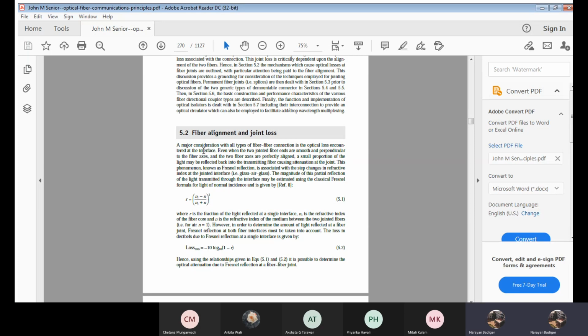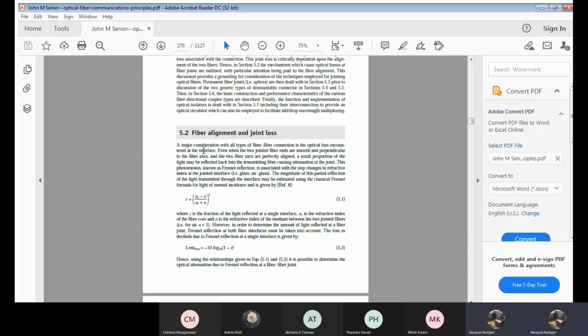So this equation is R is equal to (n1 minus n) divided by (n1 plus n), whole square. Now what is this R? This is the fraction of light which is reflected. We know n1 usually will be 1.5, and n, which is the refractive index of air, usually will be 1.